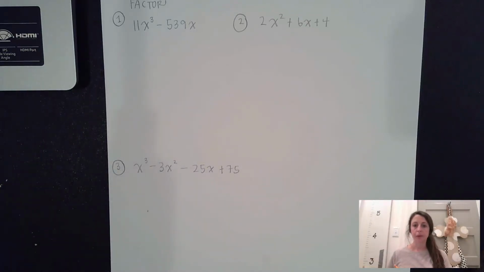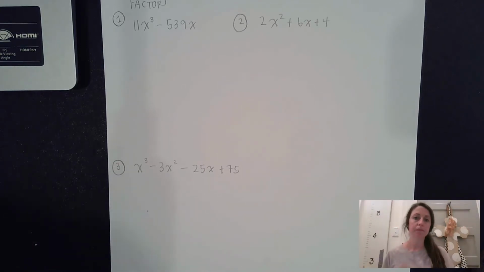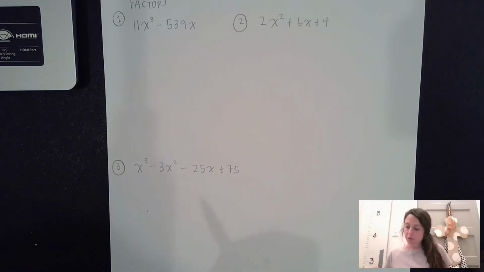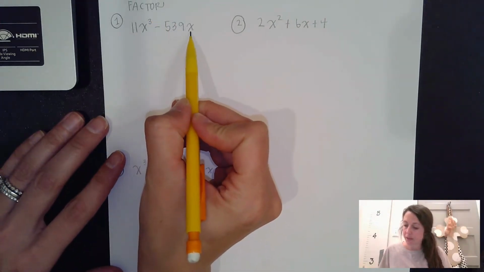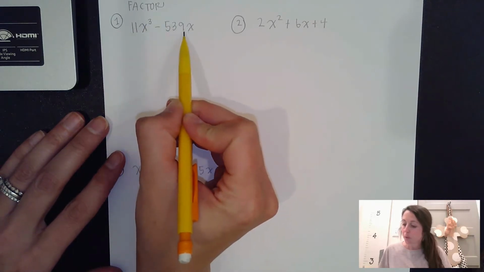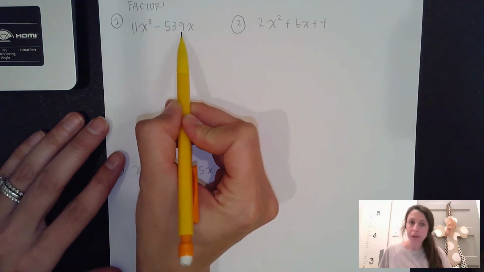All right, so we're going to review a little bit for your final exam. So start of your final exam, we are going to do factoring. So let's review factoring a little bit. This says 11x cubed minus 539x. So what would I do to factor this one completely?